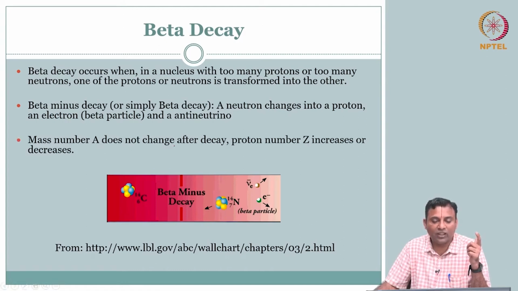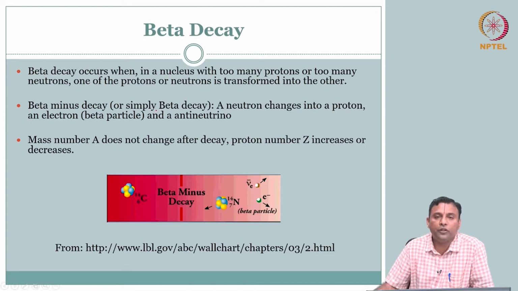Mass number does not change after decay, proton number increases or decreases. This is what happens in a beta decay. In beta decay, if electrons come out, then it is your typical beta particle emission, beta minus decay. This we are not going to use.